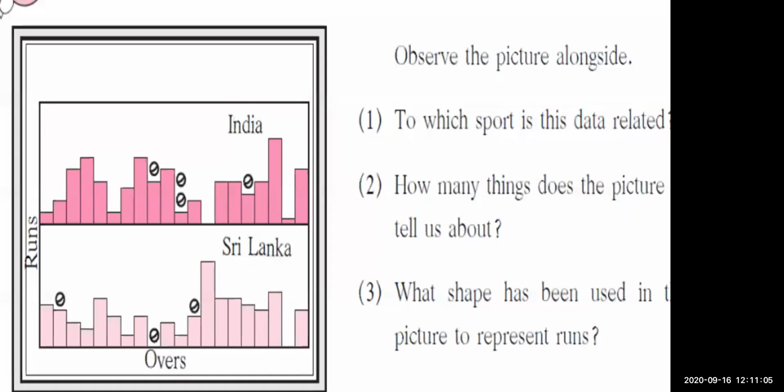The next question is, what shape has been used in the picture to represent run? What shape? Rectangle, ball. Rectangle. Very good. Rectangle shape, round shape, rectangular shape. Any other guesses? I have not got the correct answer. What shape has been used in the picture to represent run?